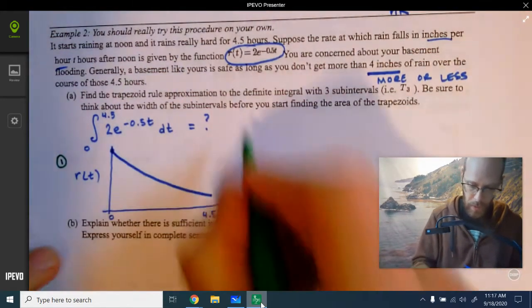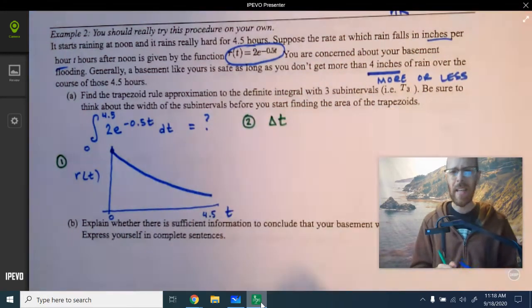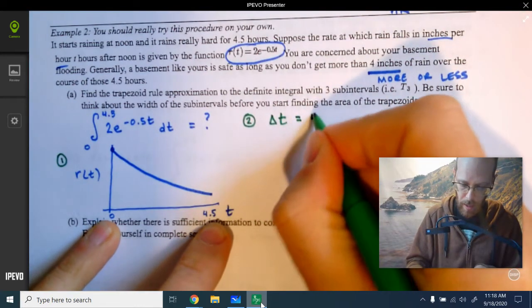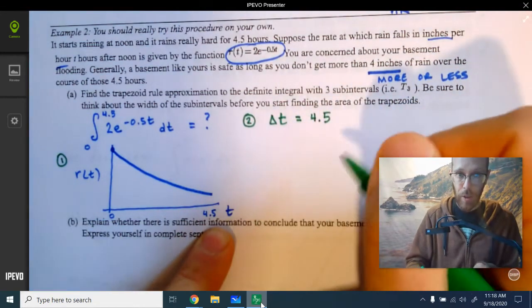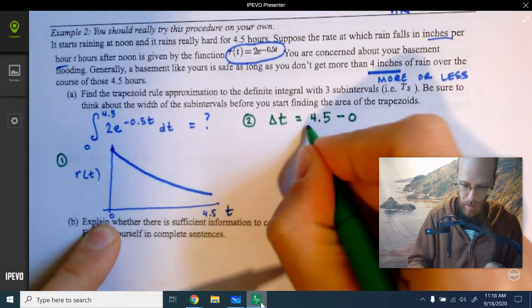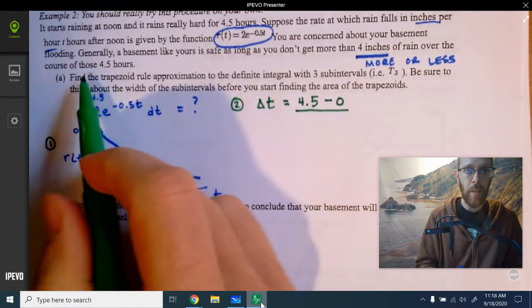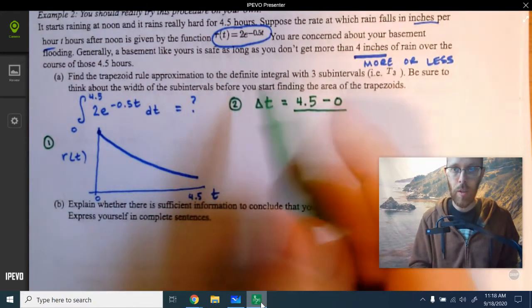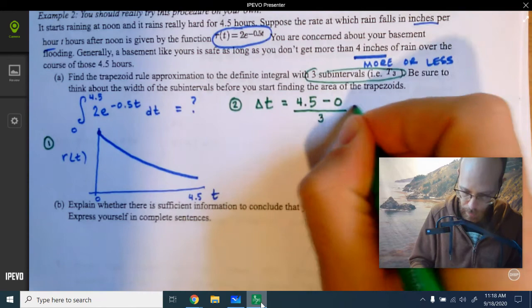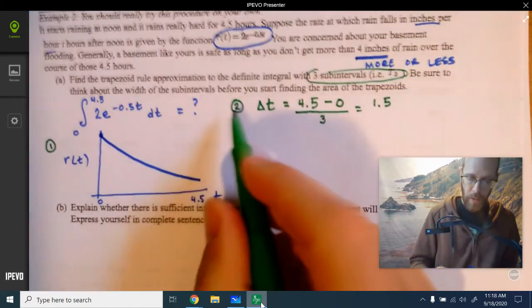So with that in mind, think of that as step number 1: get yourself a graph. Step number 2 is to figure out what your change in time is. This is the same as the change in x. Recall that you do that by taking the b value, which we call the end point, and subtracting from it the a value, what we call the start point, and then divide by the number of subdivisions. So this says find the trapezoid rule approximation with 3 subintervals. So I'm going to divide by 3. That's going to give us 1.5. Okay. So that's step number 2.